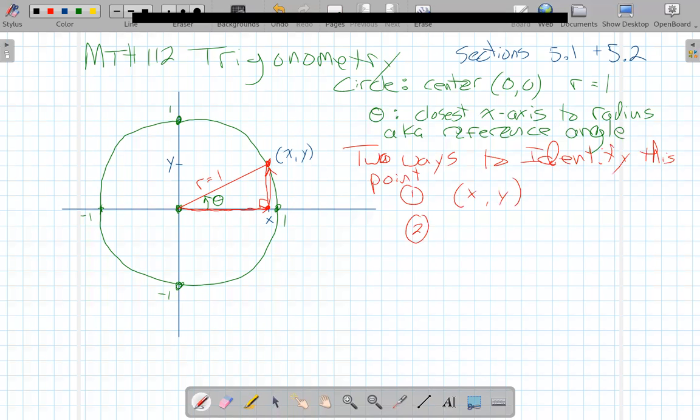is I can tell you what the radius is, and then I can tell you what the reference angle is. And if I do that, then you can get there too. So if I say, hey, go 30 degrees off the positive x-axis and then head out from the origin 1 unit, that's going to put you right there, right? So that's another way to define this point. And trigonometry is essentially the connection between these two.